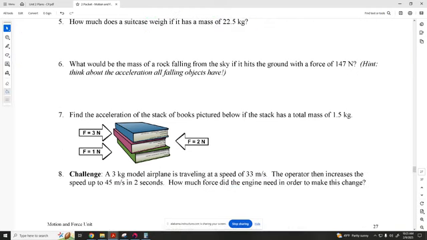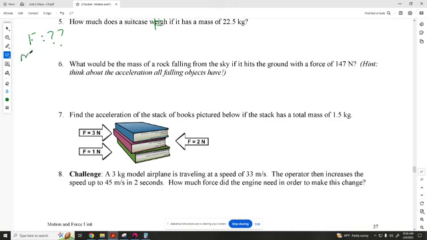All right. How much does a suitcase weigh if it has a mass of 22.5 kilograms? Remember, I told you anytime you see weight to write an F. So we are looking for force. Remember, weight and mass is not the same thing. Weight is the force of gravity pulling downward on the mass. So force is equal to mass times acceleration.